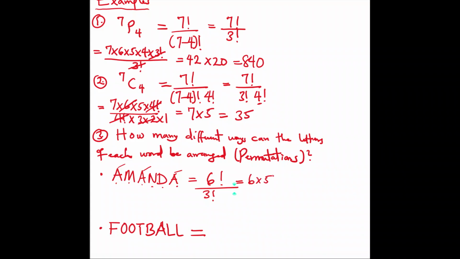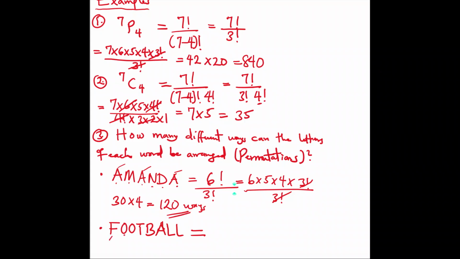So that will be 6 times 5 times 4 times 3 factorial divided by 3 factorial. The 3 factorial will cross out 3 factorial. So we have 6 times 5 is 30, and 30 times 4 is equal to 120. So there are 120 ways that the letters in Amanda can be arranged.